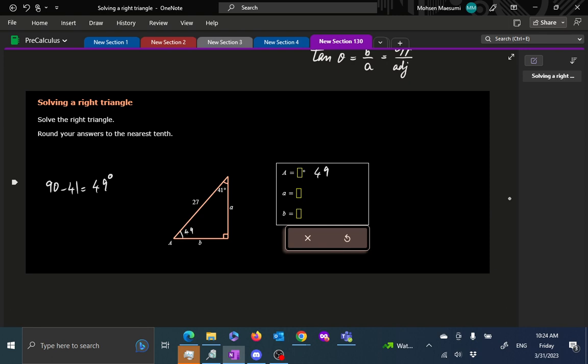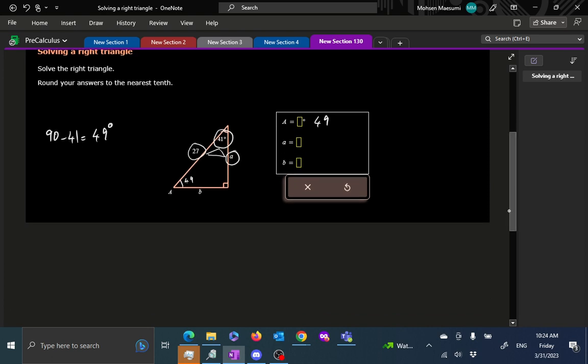How about A and B? It is best to ignore the angle that we just found and work on the basis of the information that was given. So this angle was 41, this is 27. The question is, what is A? What we want to do is form a relationship between these three quantities, the ones that are given and the one that's required. With respect to this angle, this constitutes an adjacent side, and that is of course always the hypotenuse.